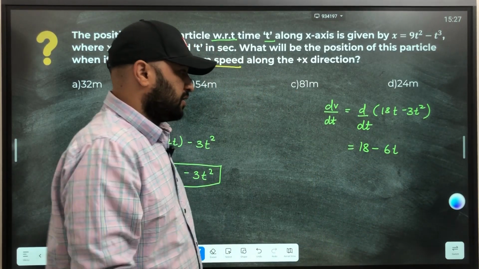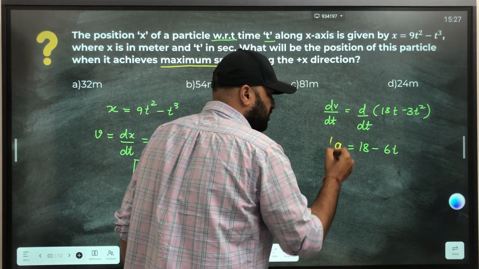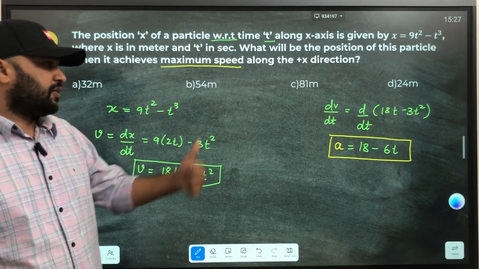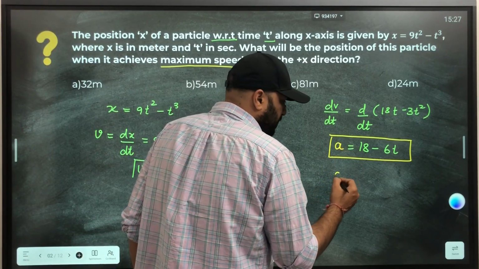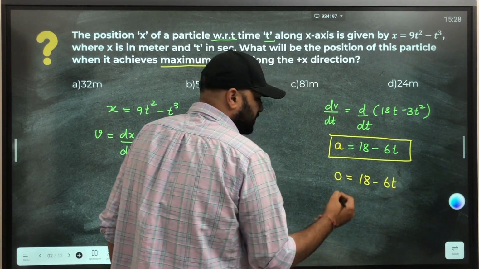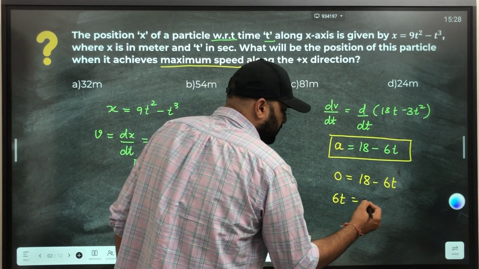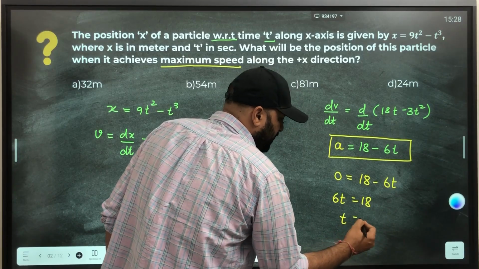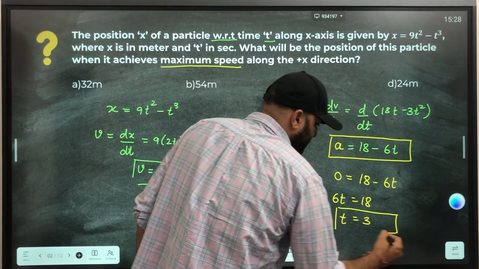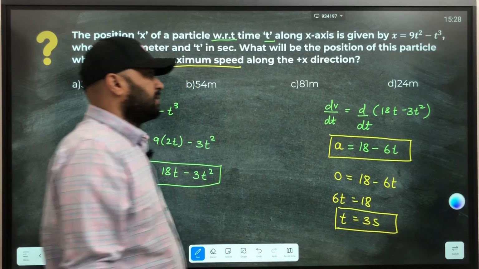And this is our acceleration, right? And this acceleration must be equal to 0 in case the velocity is maximum. The derivative of the first derivative must be 0. So here I am putting this as 0, and I got 18 minus 6t equals 0. Taking the 6t to the other side, 6t equals 18, and t must be equal to 3. So at time t equal to 3 seconds, we have maximum speed.